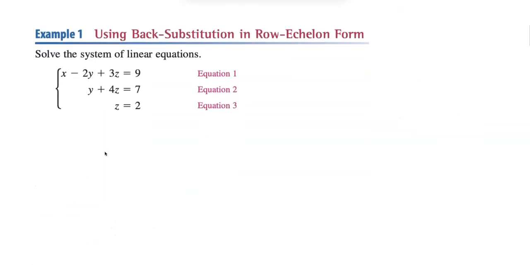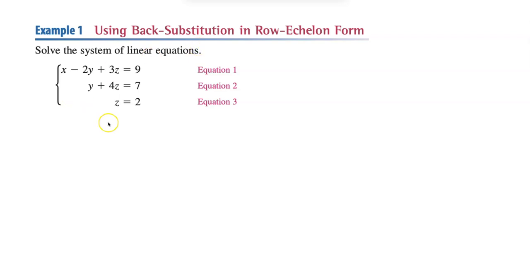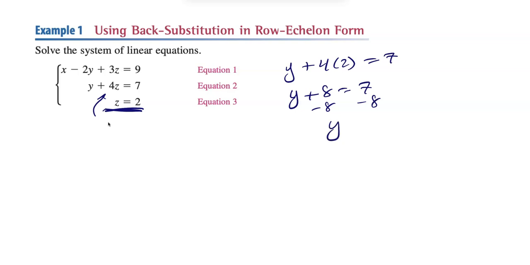So first, let's do an easy one where we have it in this form to see how easy it is. Well, first, I got z, done. So now we're going to plug it back into here. So we have y plus 4 times 2 equals 7. So y plus 8 equals 7. Minus 8, minus 8, y equals negative 1. So now we have z and y.